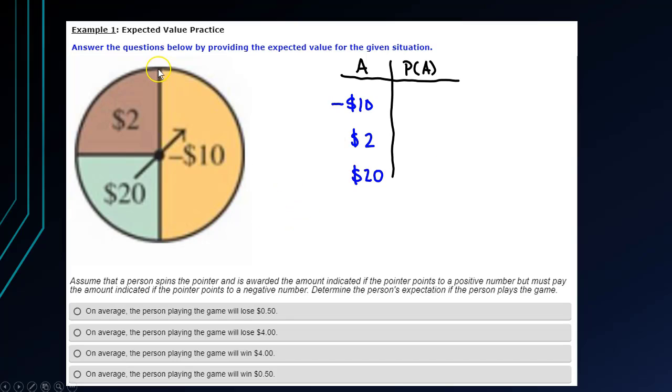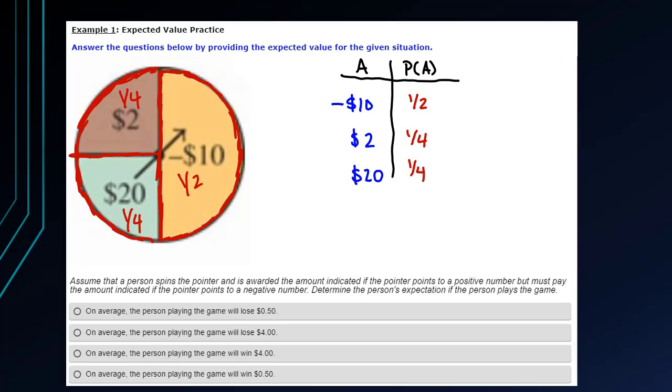They don't, because the losing $10 spot takes up half the wheel, whereas these two together take up half the wheel. So basically, when I look at these areas of this spinner, half the spinner would have you losing $10. A quarter of it will have you getting $2, and a quarter of it will have you getting $20. So the probabilities of each one of these occurrences are 1/2, 1/4, and 1/4 respectively.